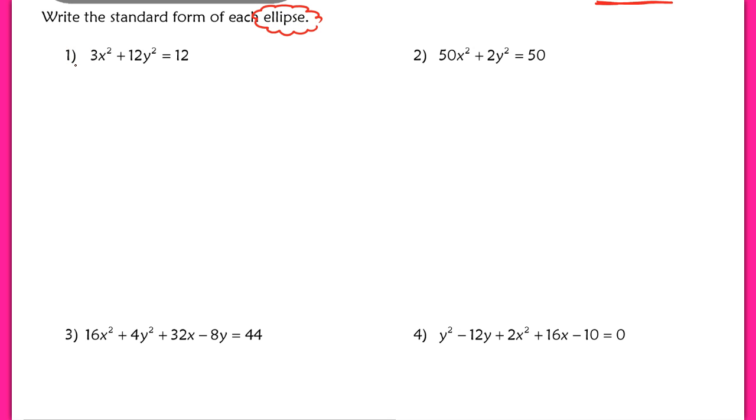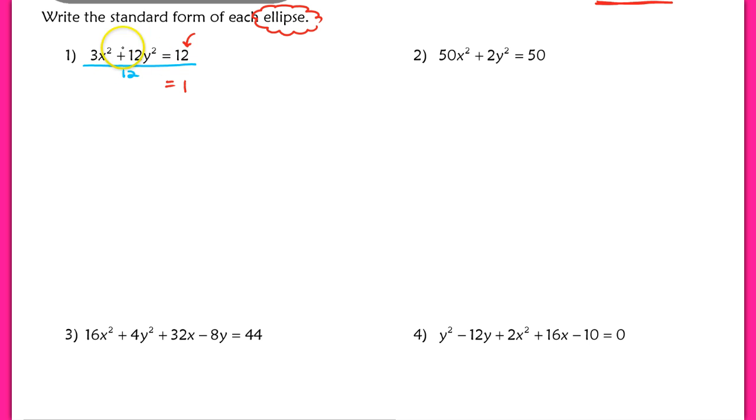Now, this is clearly not in the standard form because on the right-hand side here, we need this to equal 1. So this one's a pretty simple one. We're just going to divide everything throughout so that we can get 1 on this side. In other words, I'm going to divide the entire equation by 12 so that I end up with 1 on the right-hand side.